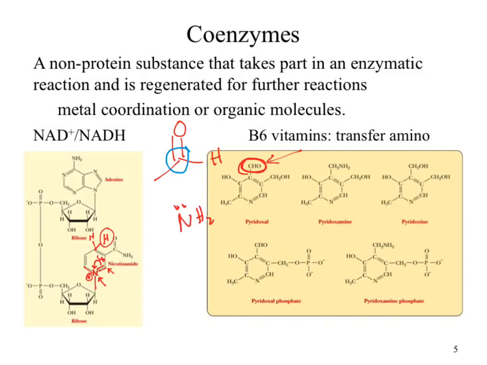With a lone pair. How do our B6 vitamins work? The amine can attack our carbonyl carbon, and we can temporarily put that amine on that structure. The chemistry we're taking advantage of in the transfer of the amino group. Anybody remember the chemistry we're taking advantage of?